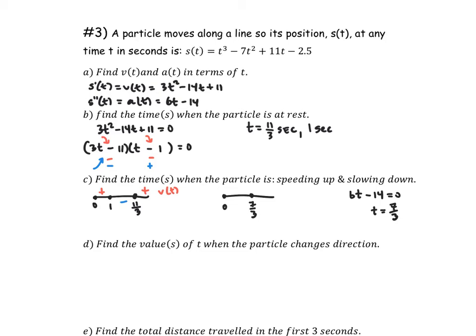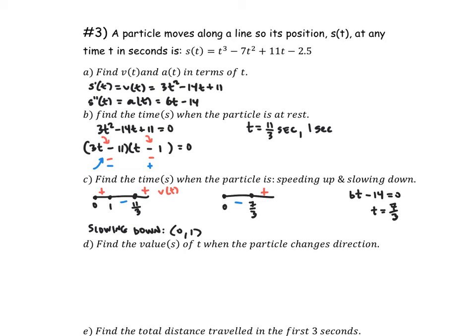So if I plugged 1 into a of t, I get a negative here. If I plug in, let's say, 3, I would get a positive value. Now I just need to know where these two have the same sign and where they have different signs. Clearly, from 0 to 1, they have different signs, so we can say that the particle is slowing down from 0 to 1.